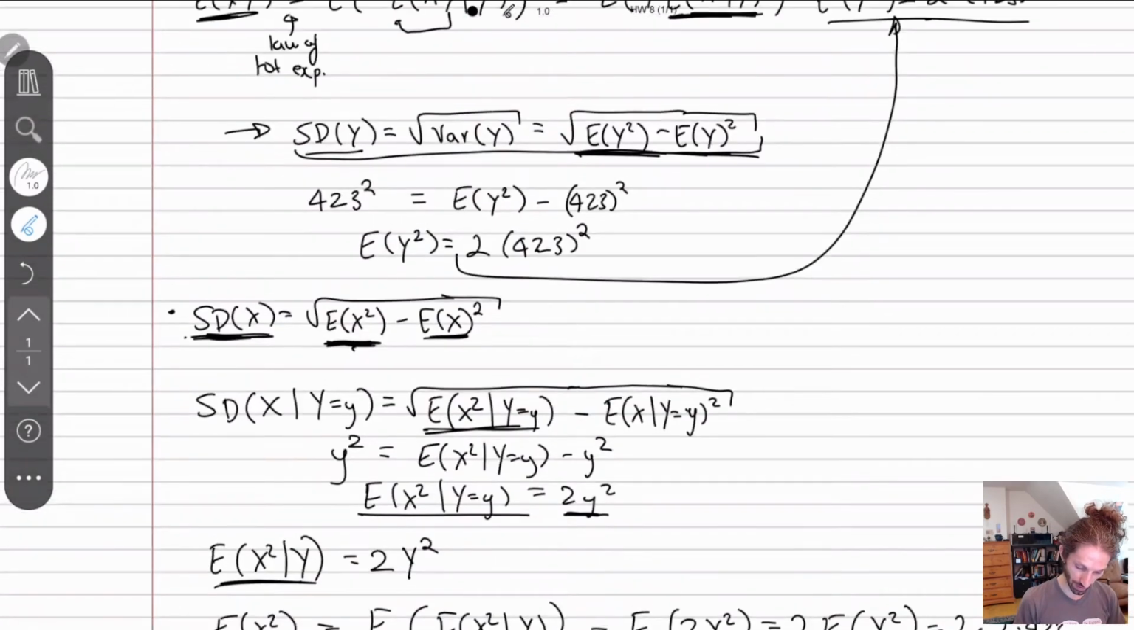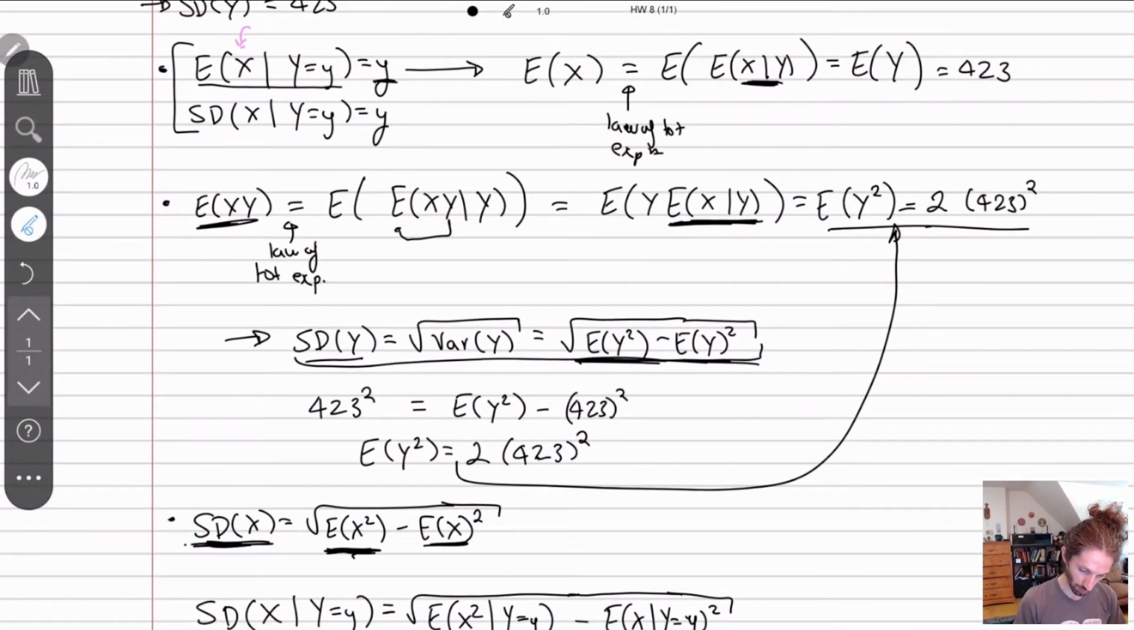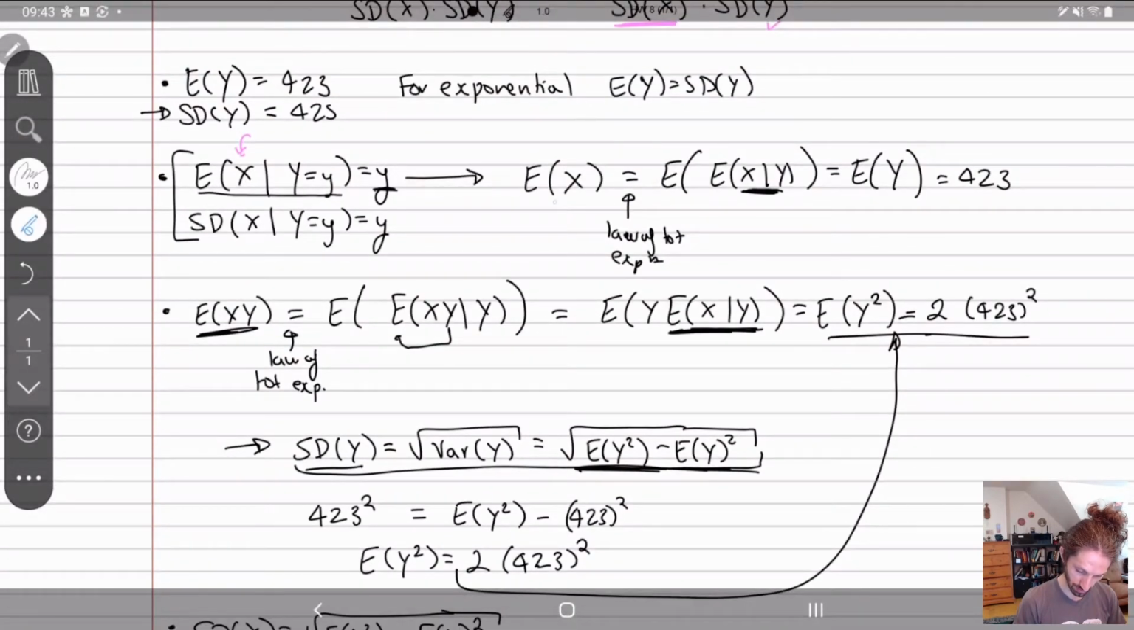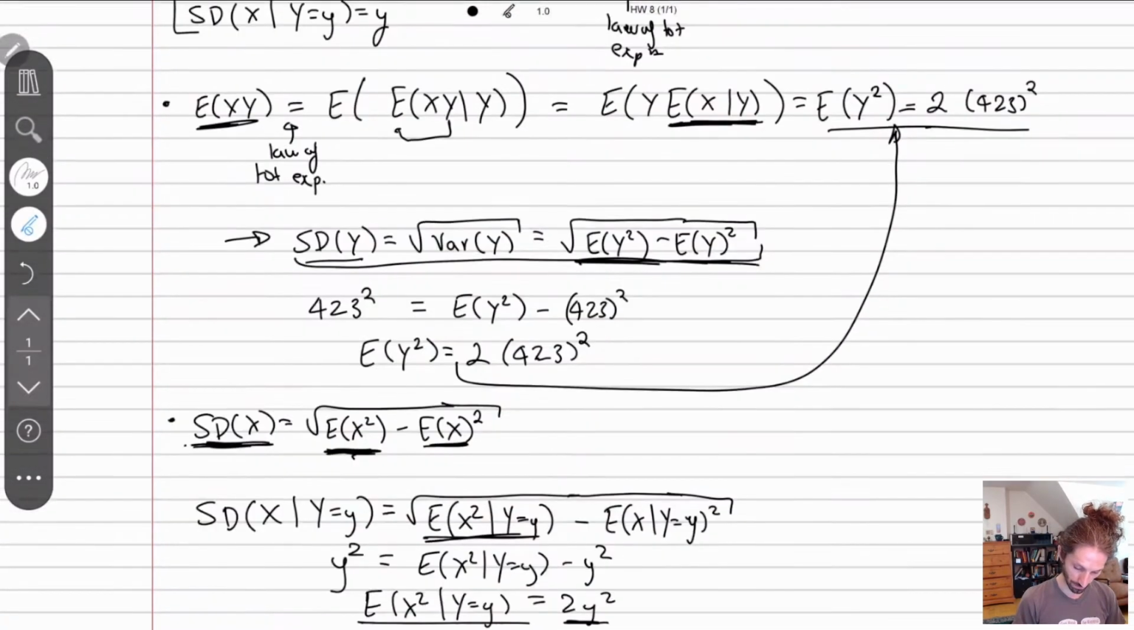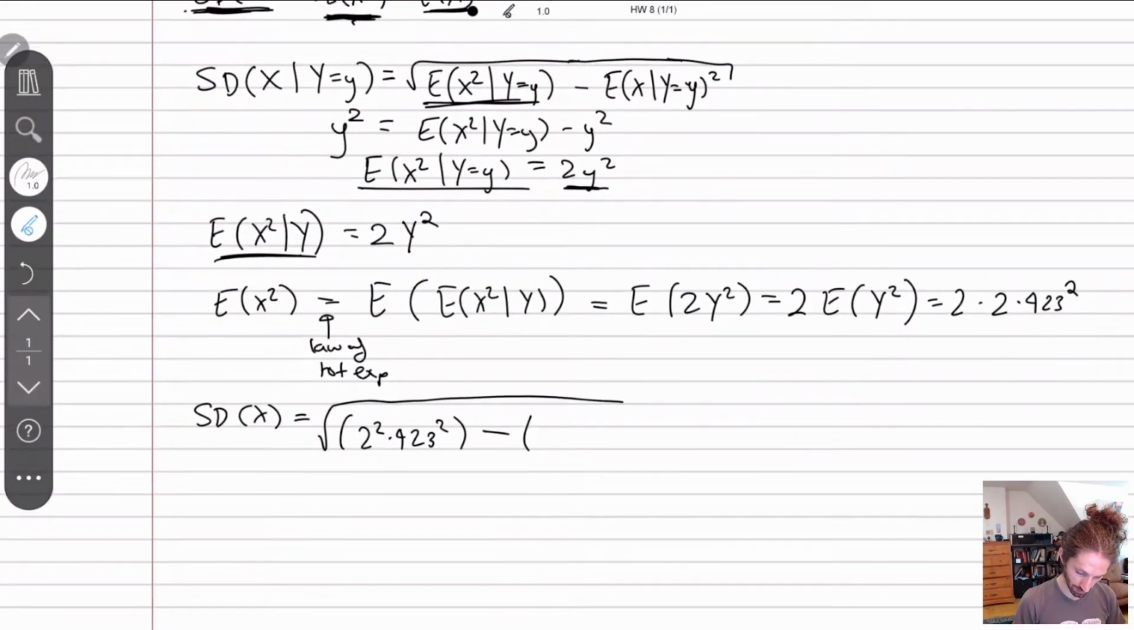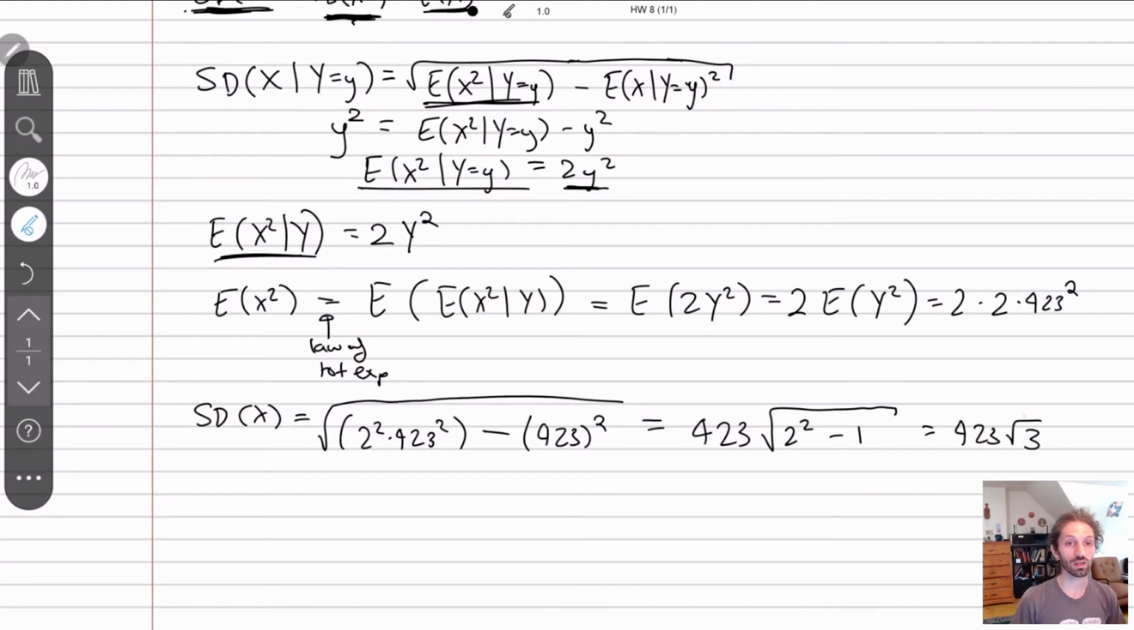So what's E of x? If we recall, here's E of x. E of x is 423. So it's minus 423 squared. Here, you can see I have the 423 twice, so I can pull out the 423. And then I will have 2 squared minus 1. So this is just 423 times square root of 3. So that's the standard deviation of x.